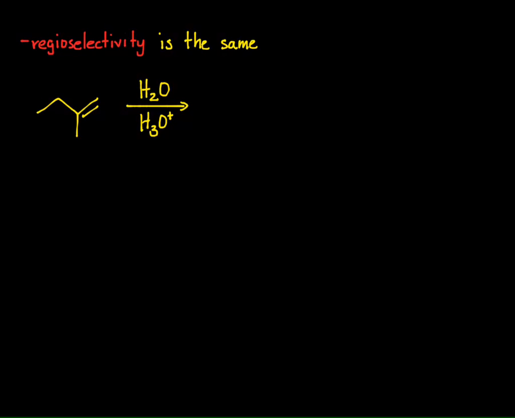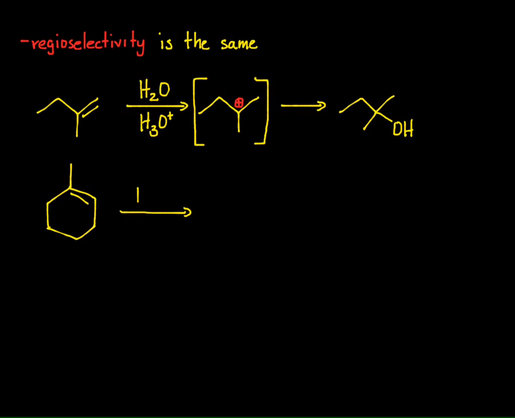And of course, now we have to think about regioselectivity. If we look at the two different carbons, the carbon on the left would form a tertiary carbocation, the carbon on the right would form a primary carbocation. So certainly our intermediate would be a tertiary carbocation. Then water would attack it, and then upon deprotonation of that oxonium ion, we would get our alcohol, 2-methyl-2-butanol.